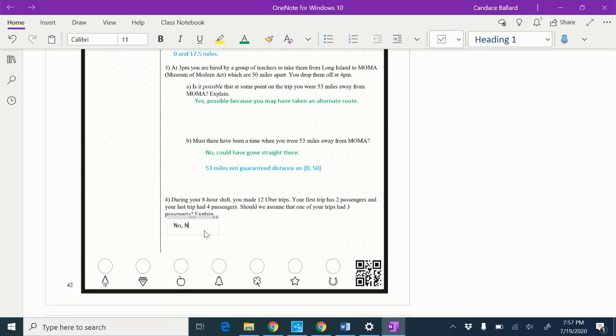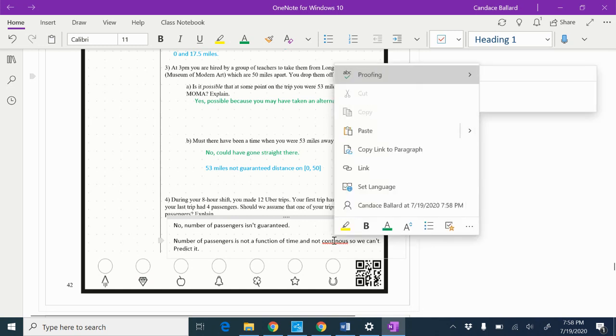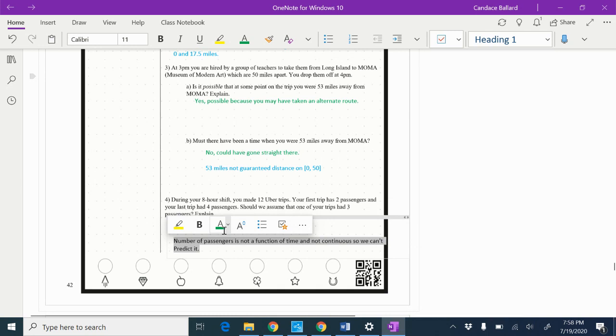The number of passengers isn't guaranteed. And then my little commentary is that the number of passengers is not a function of time, and not continuous. So we can't predict it. All right. Let's see. No, continuous. There we go. Okay, so this one's green. This one's blue.